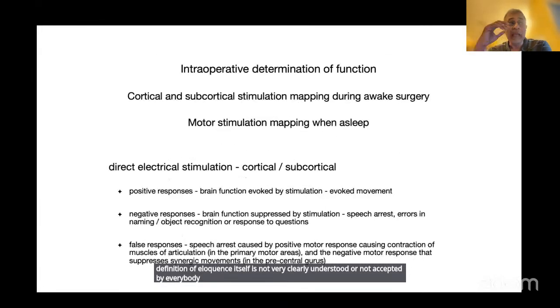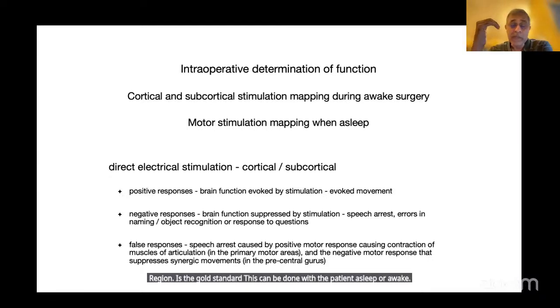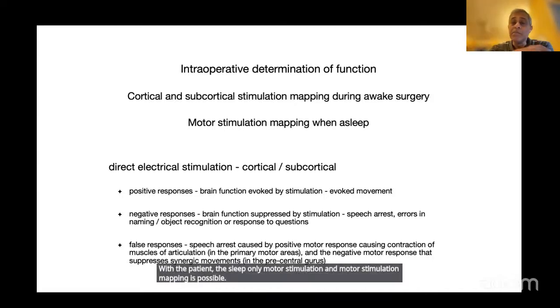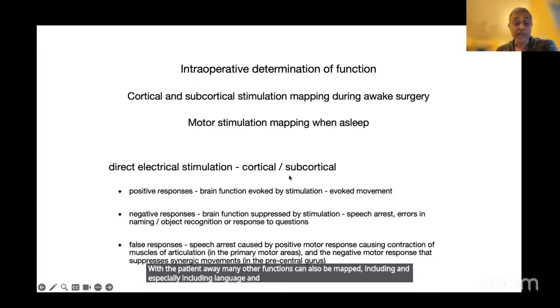So the intraoperative determination of function, especially by using, as I said, the stimulation mapping, both at the cortex and in the subcortical region, is the gold standard. This can be done with the patient asleep or awake. With the patient asleep, only motor stimulation mapping is possible. With the patient awake, many other functions can also be mapped, especially language and other cognitive functions.